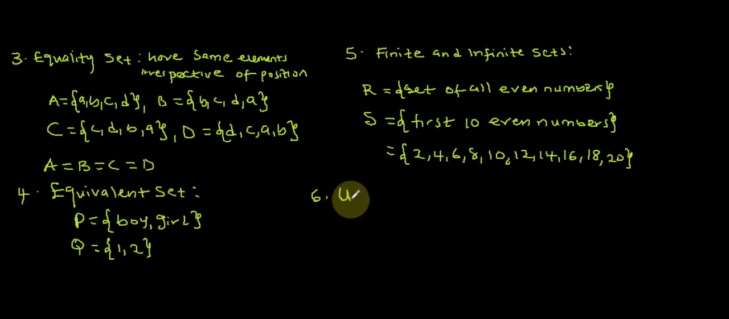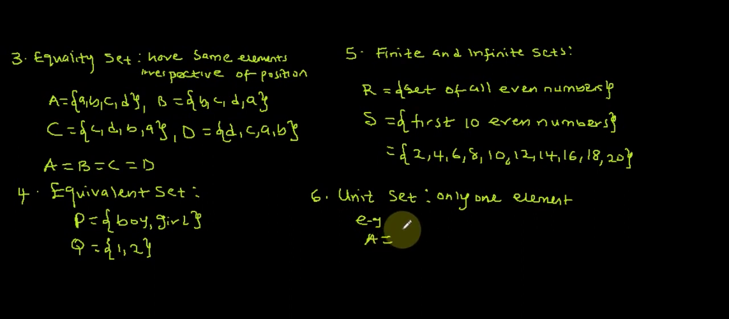The sixth term I would like us to look at is what we call a unit set. When we are talking about a unit set, we are talking about a set that contains only one element. Only one element. For example, let's say set A. So set A is what? A unit set, as simple as that.